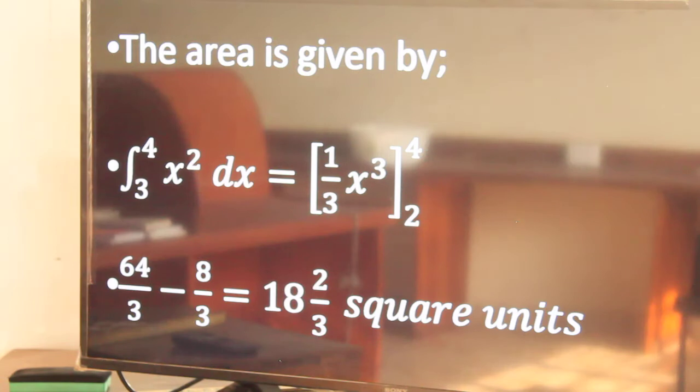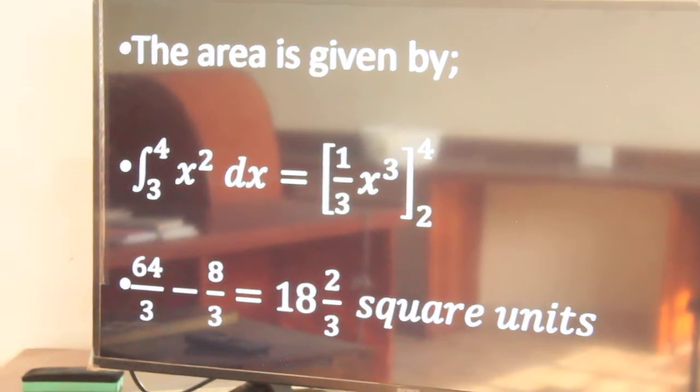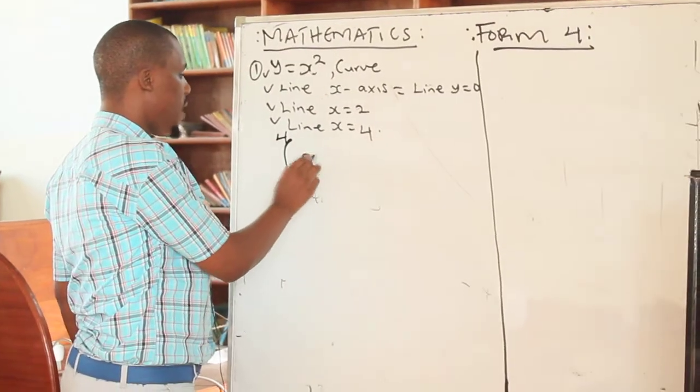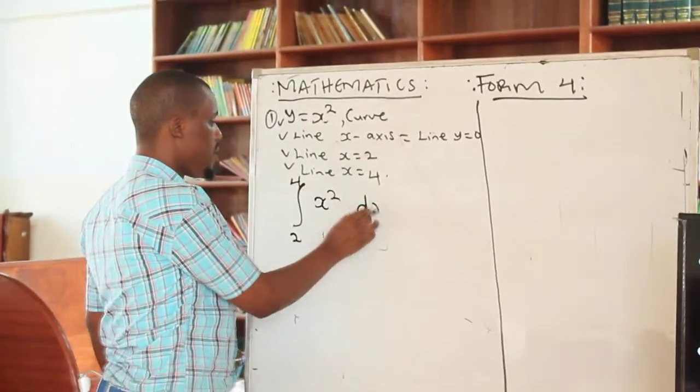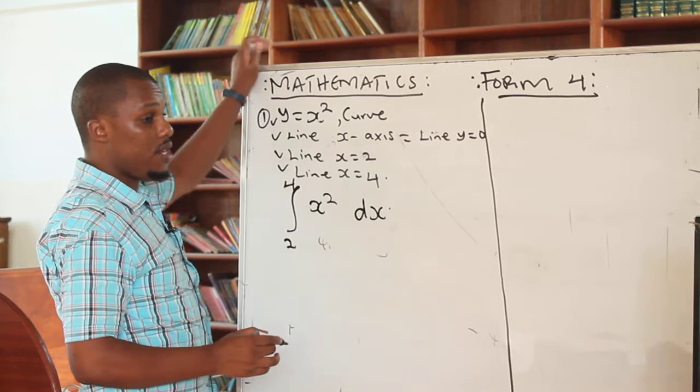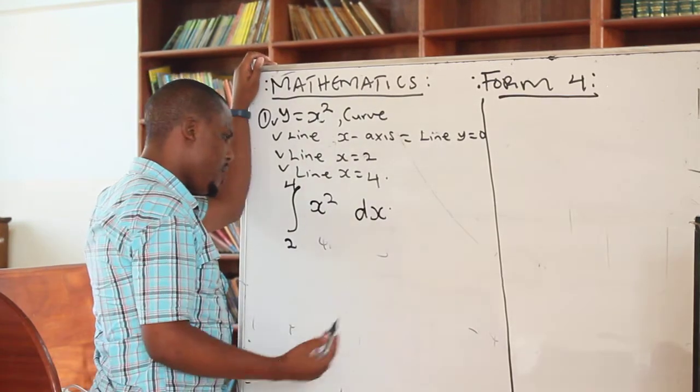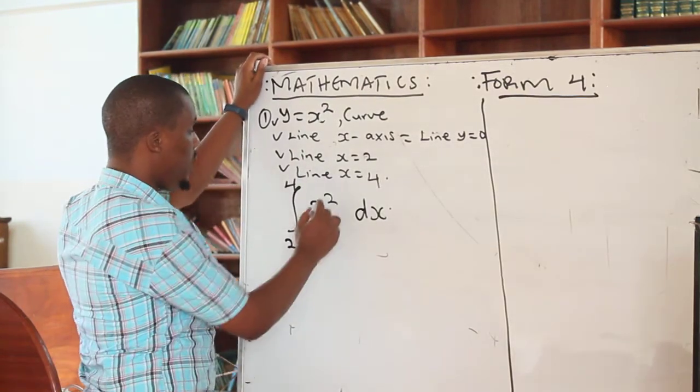So you're going to take your equation there. So you have the limit here. The limit is from 2 to 4. And then your equation is what? x squared dx. So you're going to integrate this equation with respect to x, and in the normal way, the technique that I have shown is that you add the power.